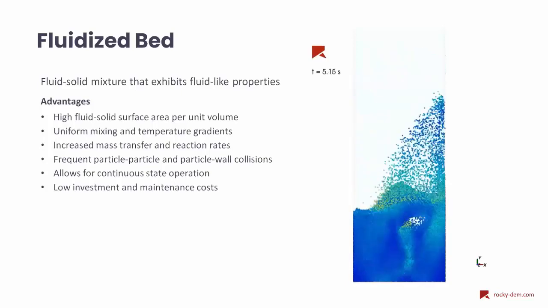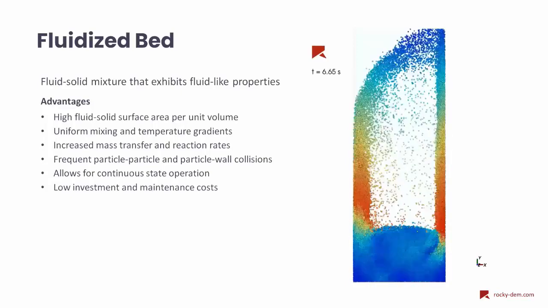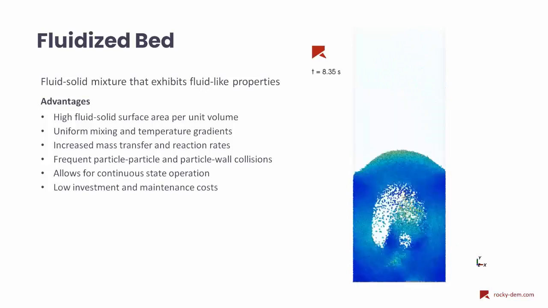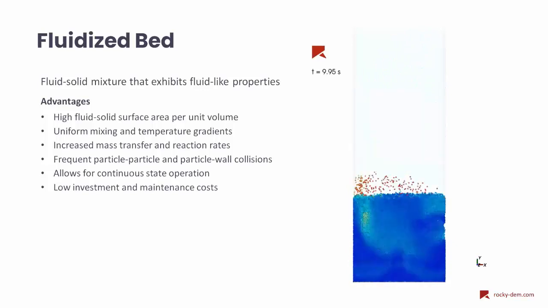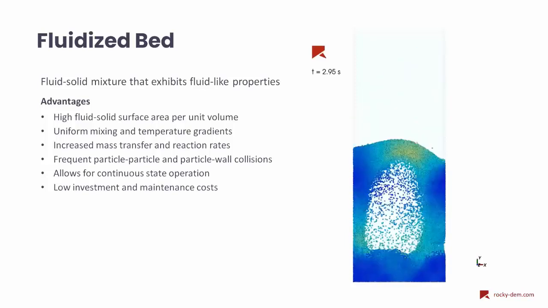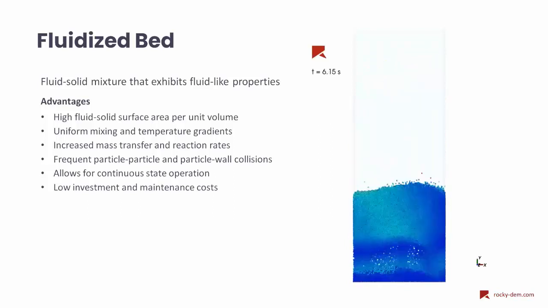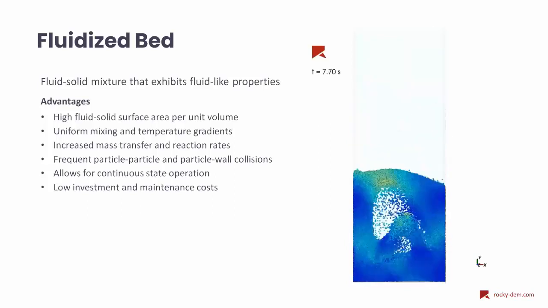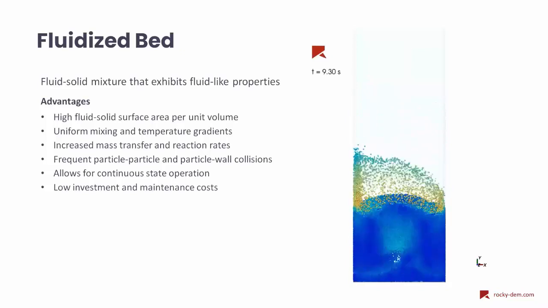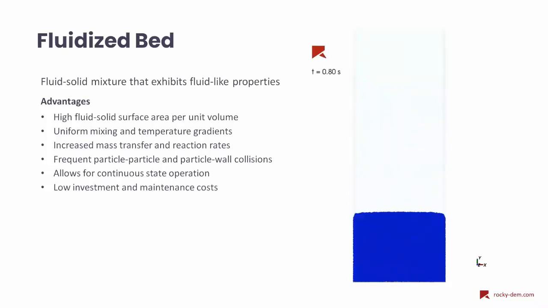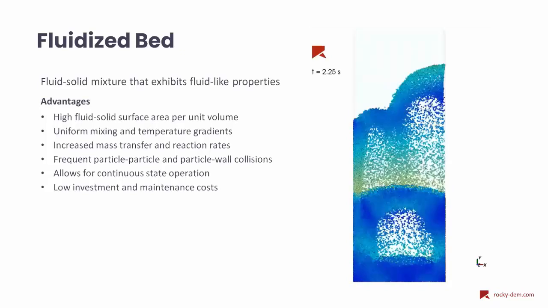The frequent particle-particle collision, as you can see here in this video, is also important for certain processes that require particles to get in contact. For example, when you want to transfer a certain liquid film from one particle to the other. Fluidized beds also allow continuous steady-state operation, and they require low investment and maintenance due to their simplicity.